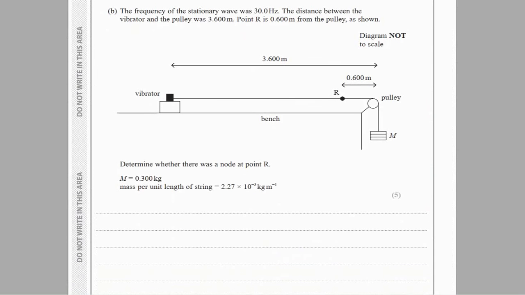Next part of the question says, the frequency of the stationary wave was 30 Hz. The distance between the vibrator and the pulley was 3.6 meter. Point R is 0.6 meter from the pulley as shown. Determine whether there was a node at point R. Mass is given, mass per unit length is also given.